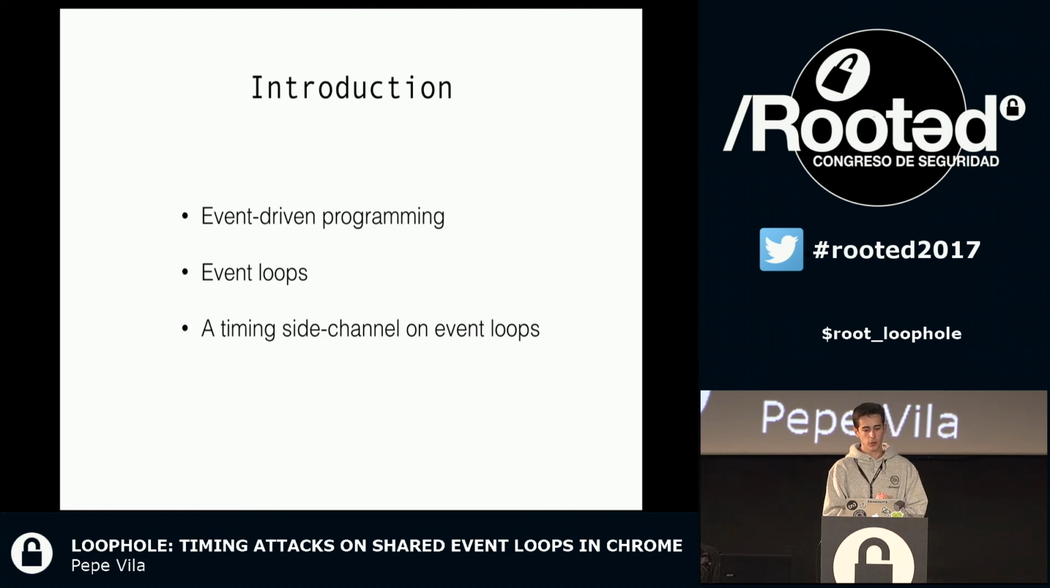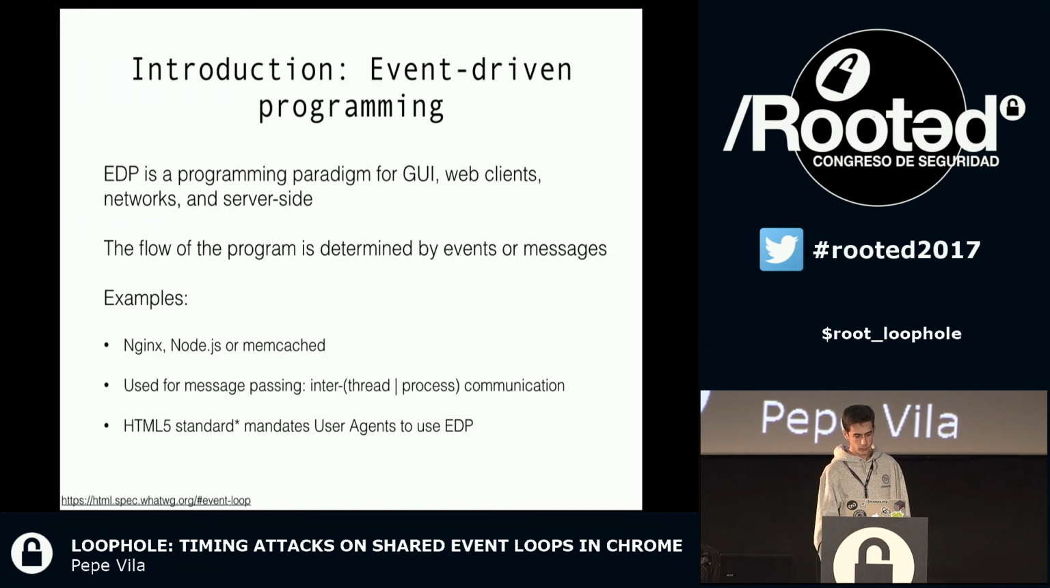So, a brief introduction. Event-driven programming, event loops, and the timing side channel on event loops. This is what we will see, a very simple idea in Chrome. EDP is a programming paradigm for GUIs, basically, for web clients. In fact, the standard itself for HTML5 says that you should use EDP. And we're talking about software and hardware, network software and hardware, which is getting non-synchronous packages. So this is a way to program these devices.